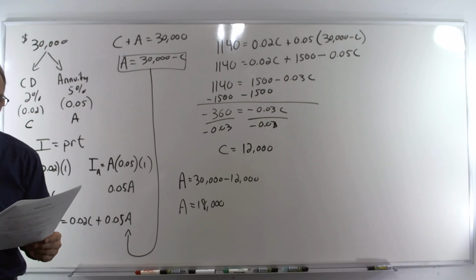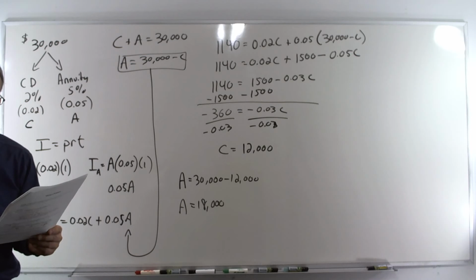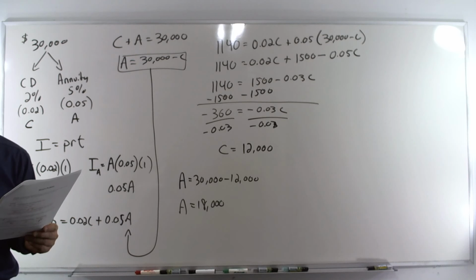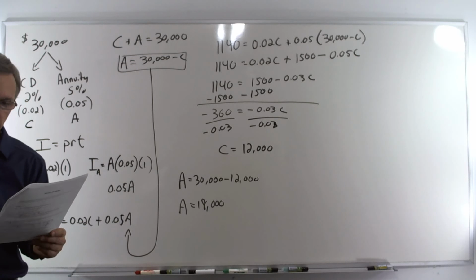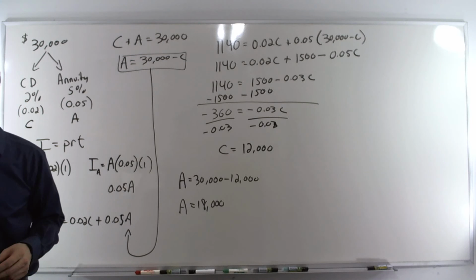And that brings us to your turn, number 2. We've got one account earning 6% interest, and then $5,000 less is put in the other account at 4% interest. Total interest is $3,000. How much is invested in each account?